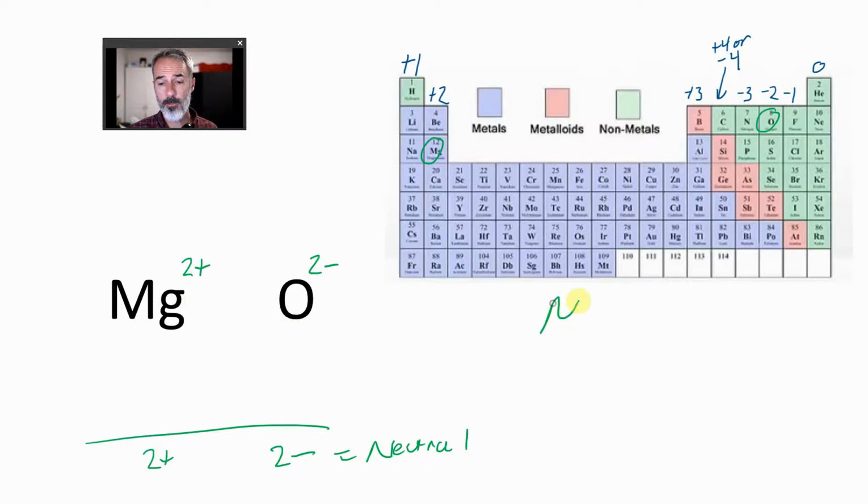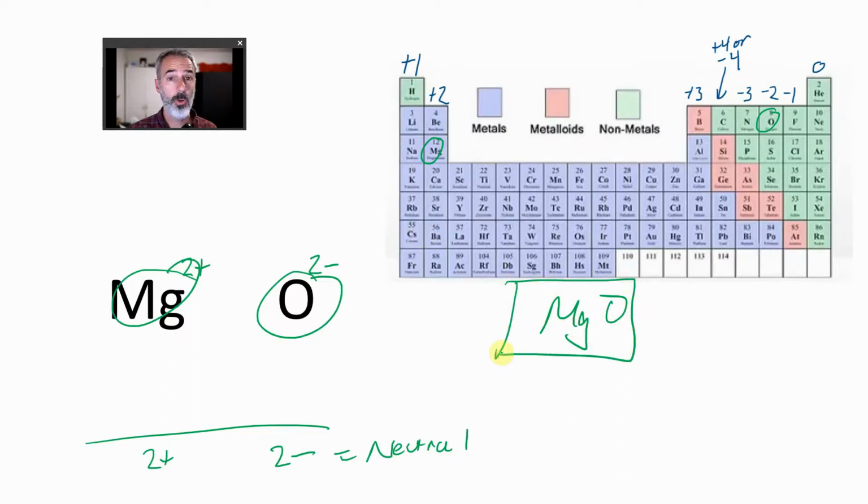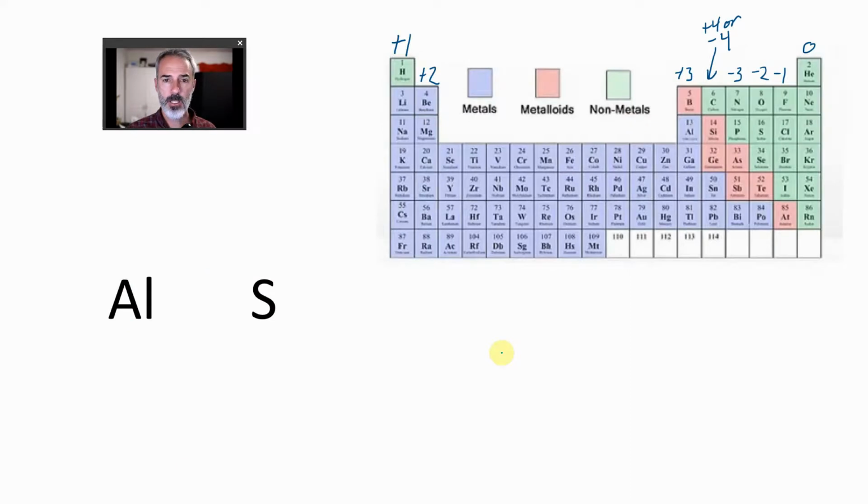So we do not need to add any more. So when we write our formula, how many magnesiums were there? Just 1. I don't think I'm going to write the 1. How many oxygens? Just 1. I don't think I'm going to write the 1. And we're done. There's our formula. We're doing pretty darn good. Let's look at this one. With this one, I want you to figure out the charges. I'll show you where they are. There's aluminum and there's sulfur. I want you to figure out the charges, do an ion counting list, and then write the formula.